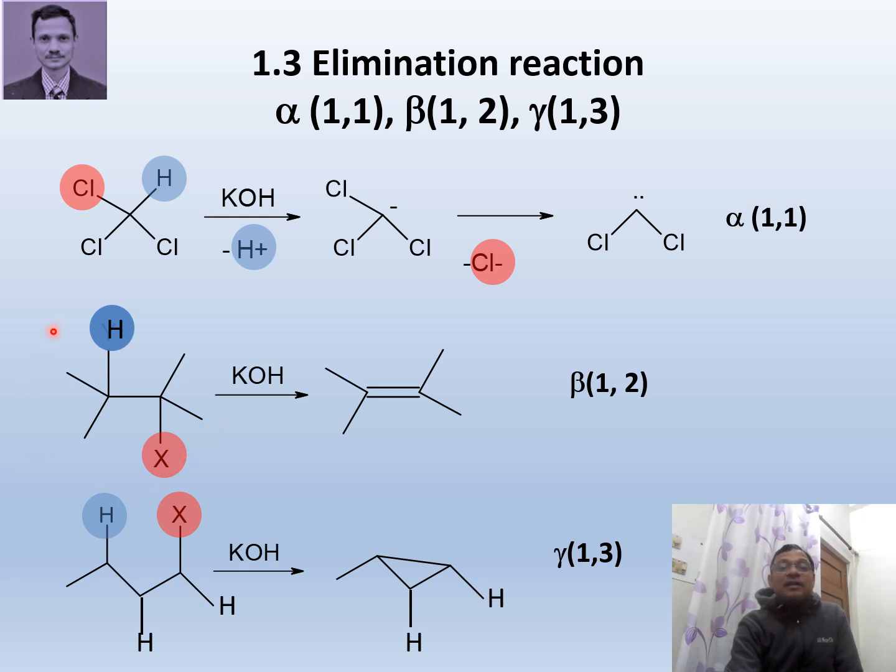In another example, if an alkyl bromide is treated with potassium hydroxide, and one group from one position and a second group from two position is eliminated, then we call it beta elimination or 1,2 elimination reaction. Similarly, if two groups are eliminated from 1 and 3 position in presence of potassium hydroxide, a base, we have a gamma elimination or 1,3 elimination. In this case, cyclopropane is the final product. In 1,2 elimination, olefin is the final product.